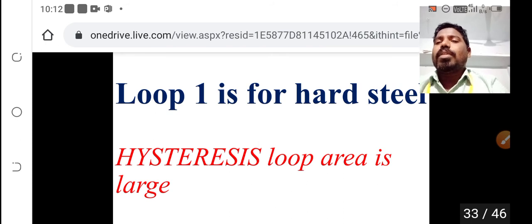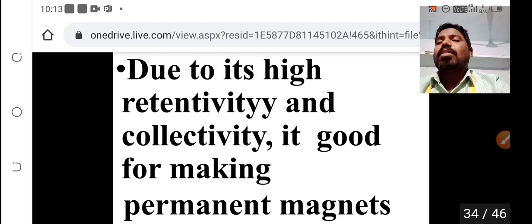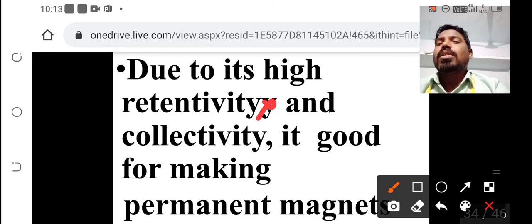For loop 1, the hysteresis loop area is large. The reason is its high retentivity and high coercivity.